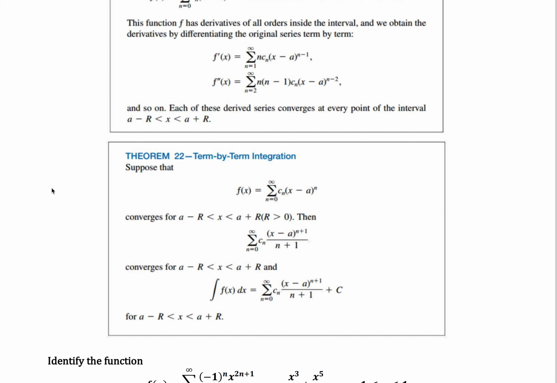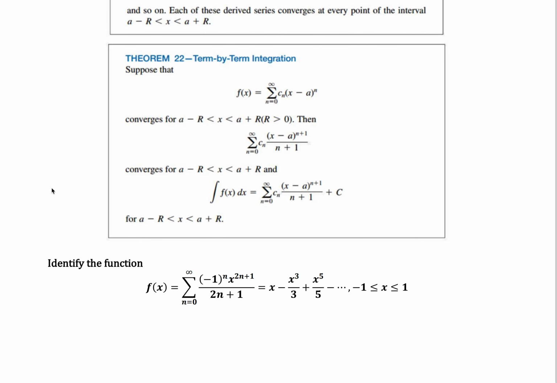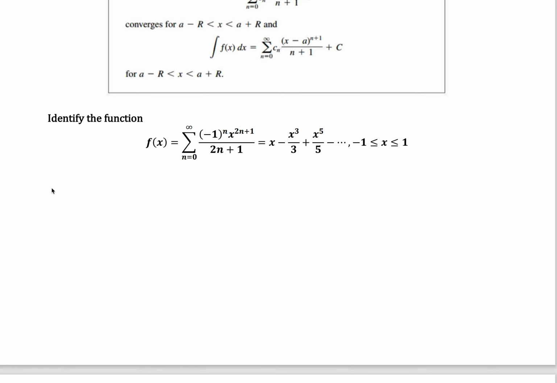So we have differentiation and integration defined for these power series, but how does that work in theory? How can we do this? Or how can we do this, not in theory, but in practice? So I'm going to look at an example here. It says identify the function given here.